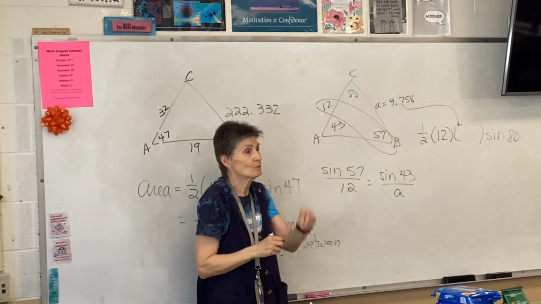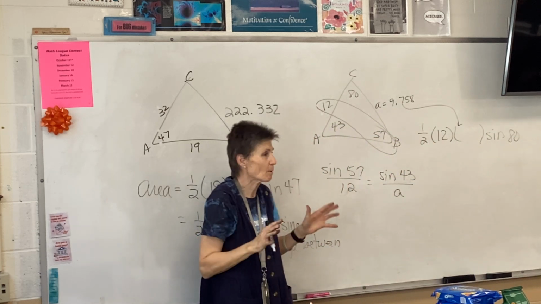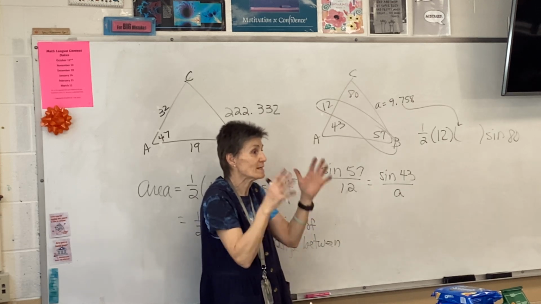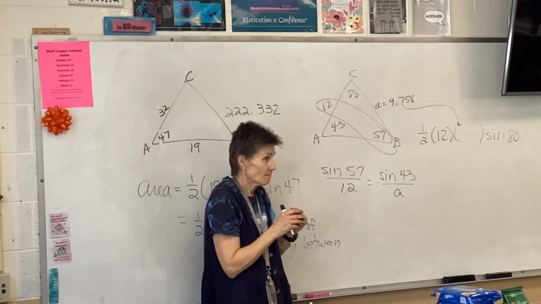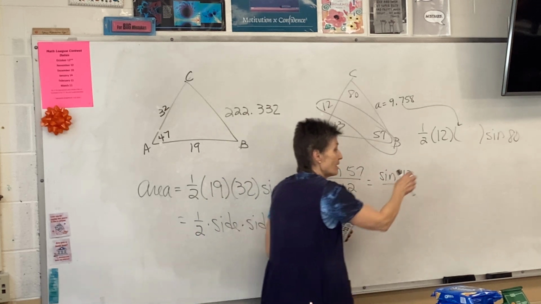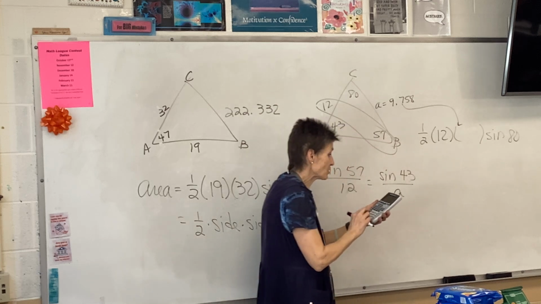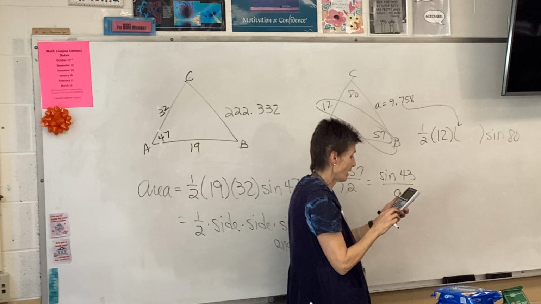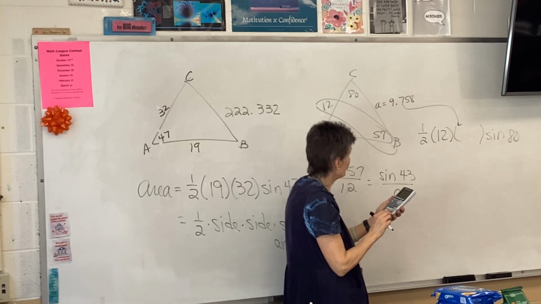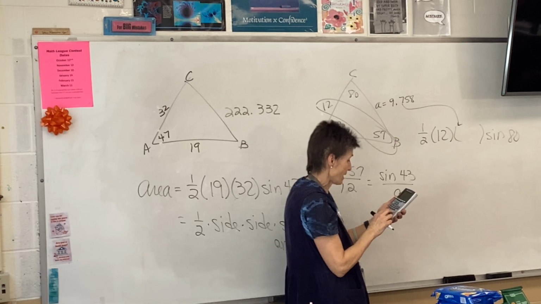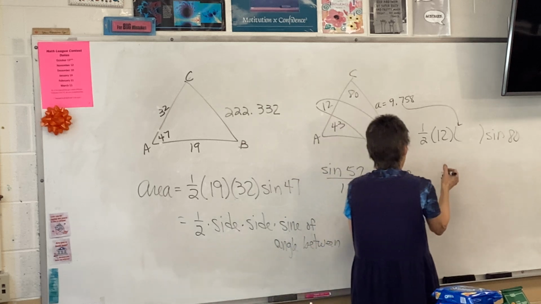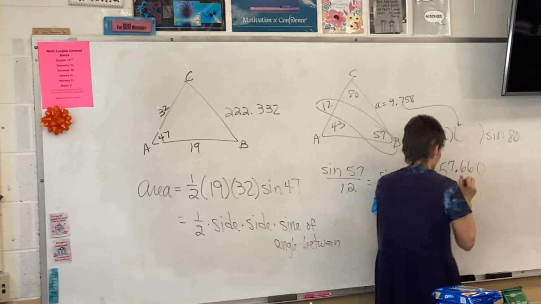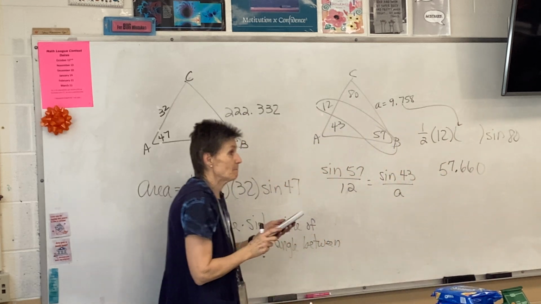You have to use the angle between the sides. This sounds so simple, but you'd be surprised how many times kids mess it up. Alright? Now, when I type this in on my calculator, I'm just gonna multiply it by 12, divide it by 2, and multiply it by the sine of 80. I got an area of 57.660. Anybody else get that?